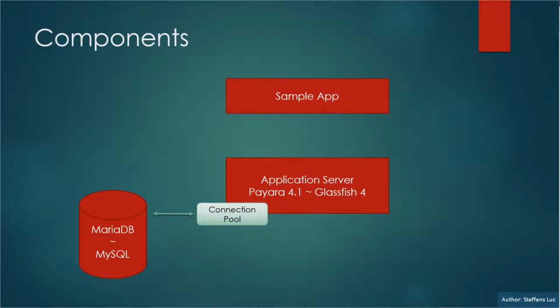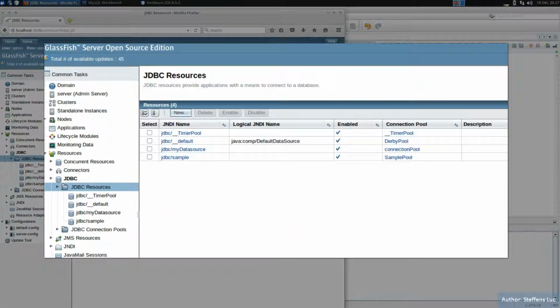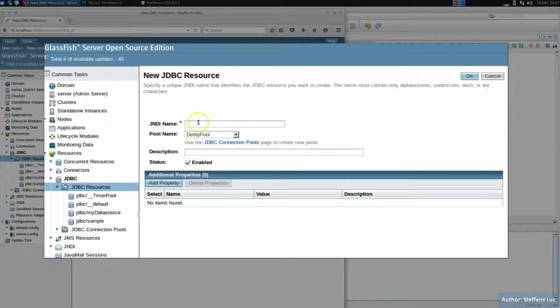Once we've created the connection pool, it's easy to create a JDBC resource. So it's basically giving it a name and selecting the pool, and then we can use that JDBC resource in our code.